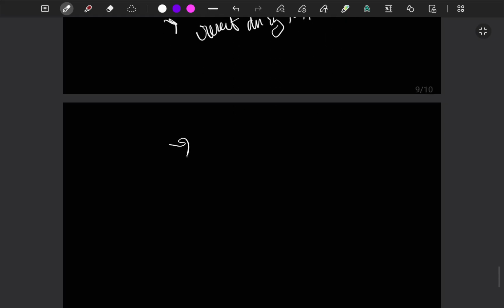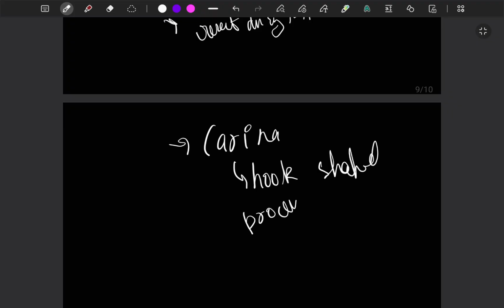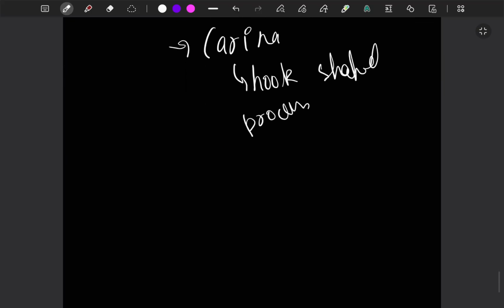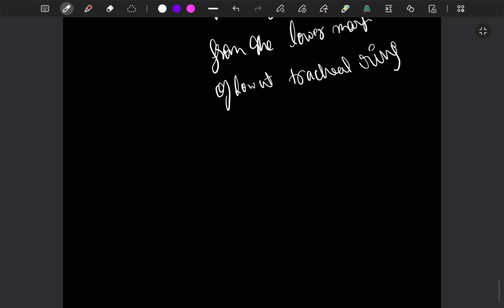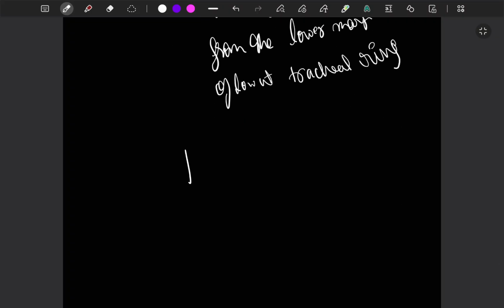And there is something also called carina. It is a hook shaped process projecting backwards from the lower margin of the lowest tracheal ring. Alright. And it helps to divide the trachea into two primary bronchi.